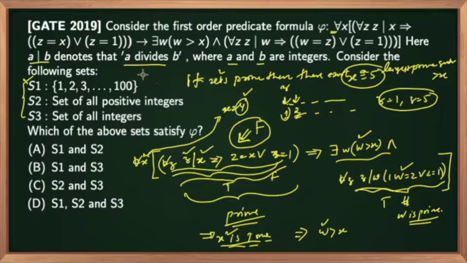So if you see the set S1, right, this is not true for the S1, because if this is the condition, definitely the set should be infinite. So here the set is finite, so I can say that S1 is false and these two sets are infinite, right? So for both these sets, this predicate will evaluate true. So S2 and S3 are true.